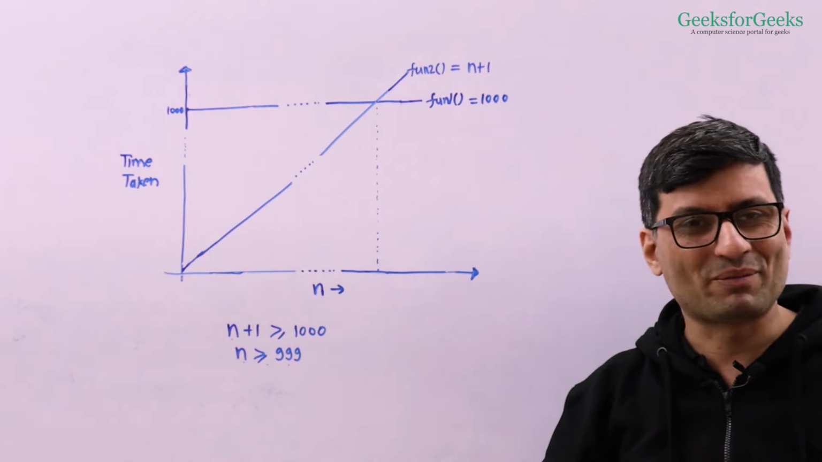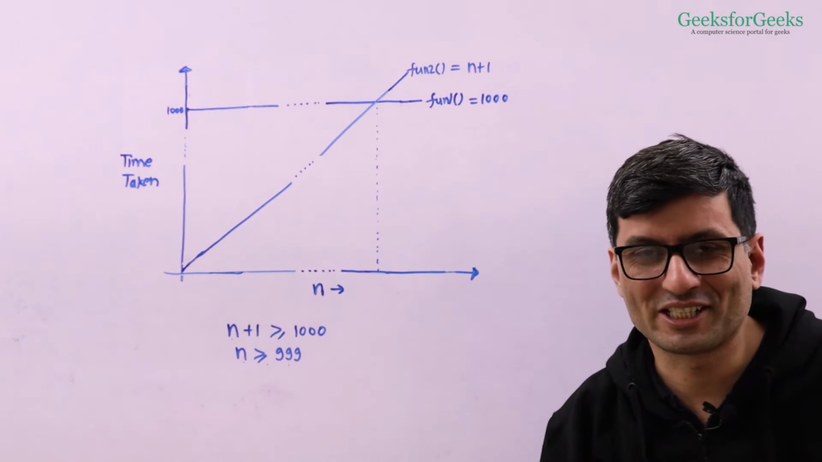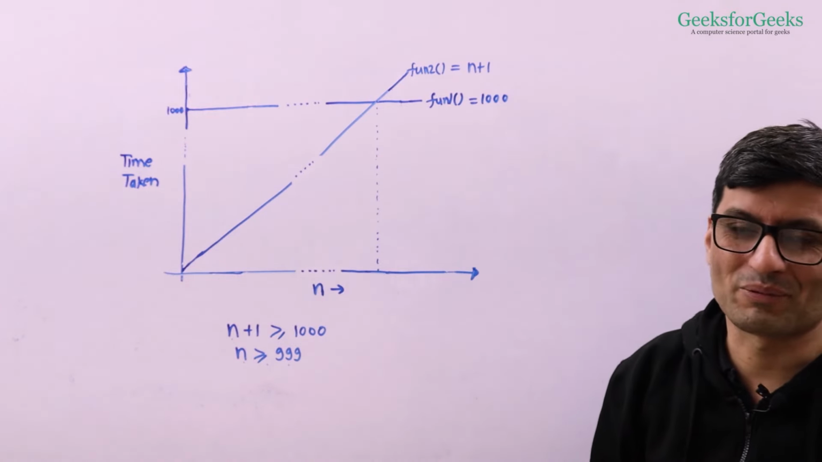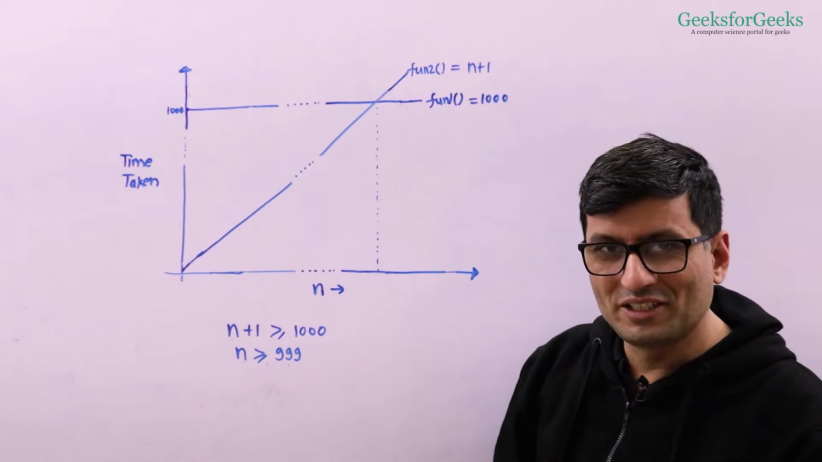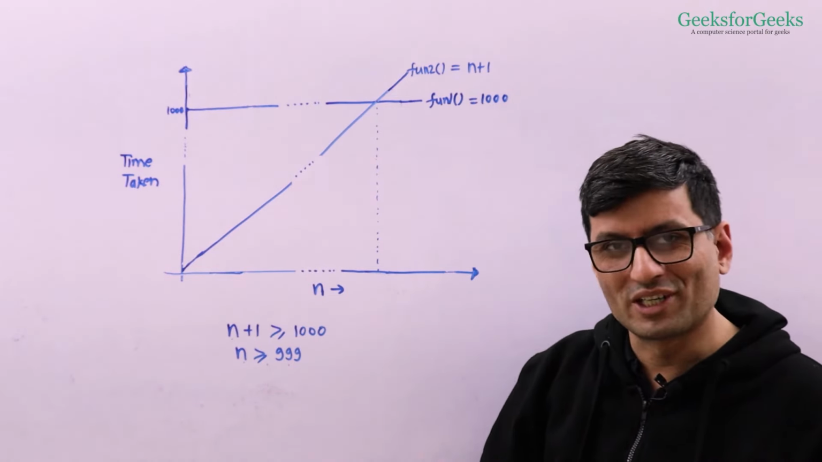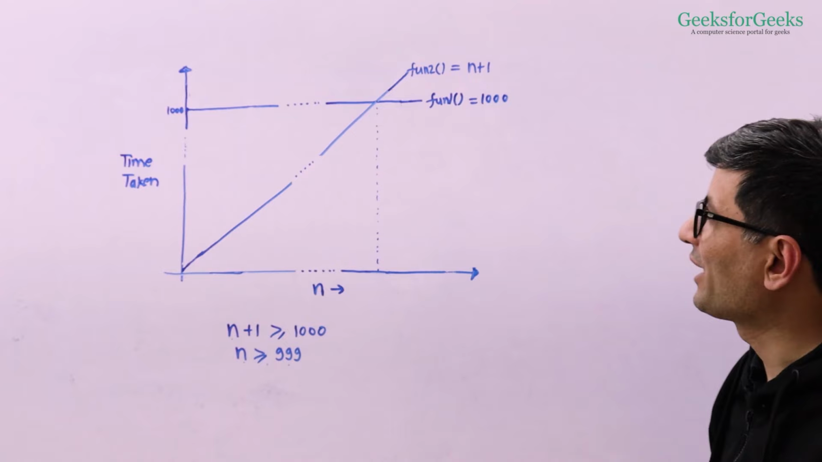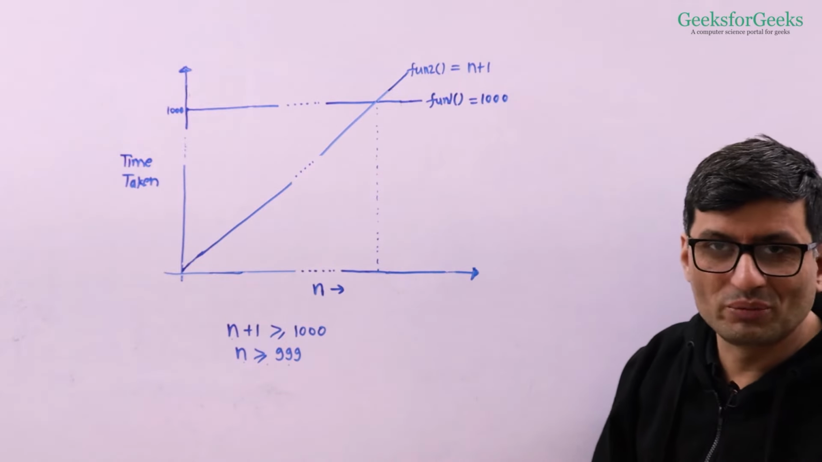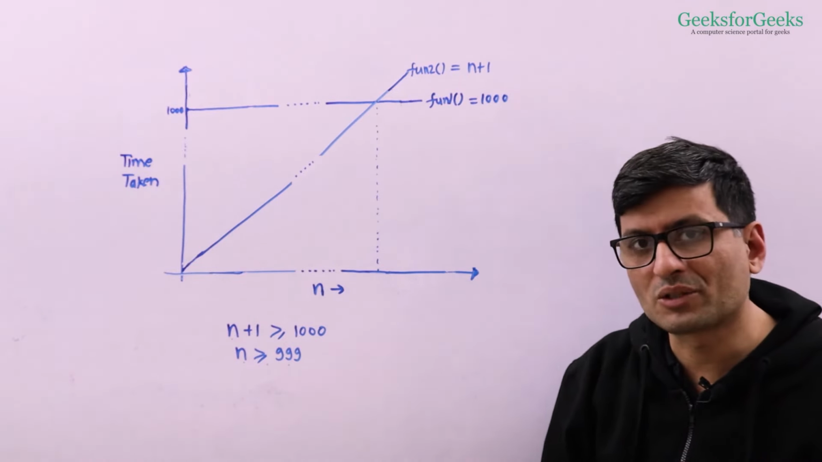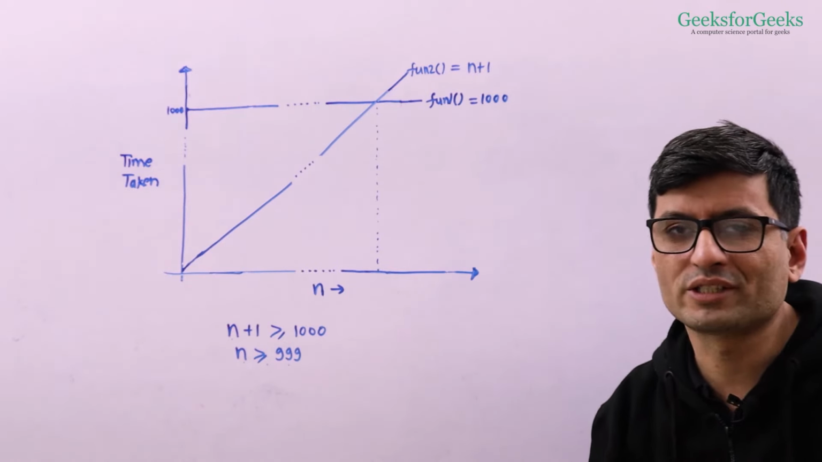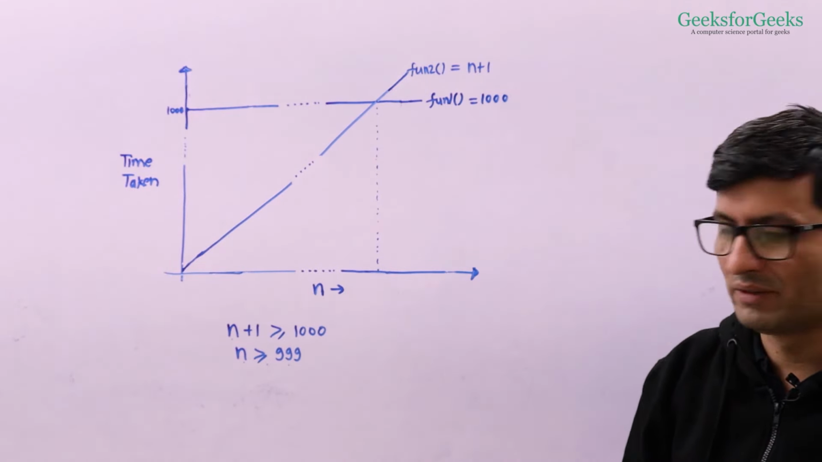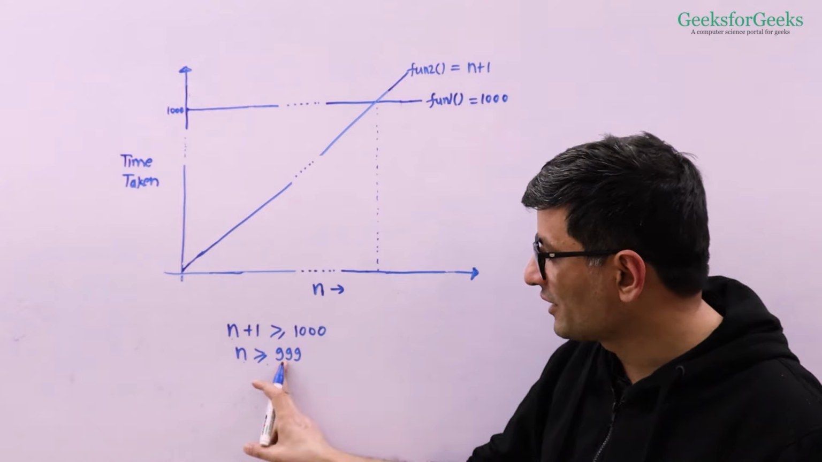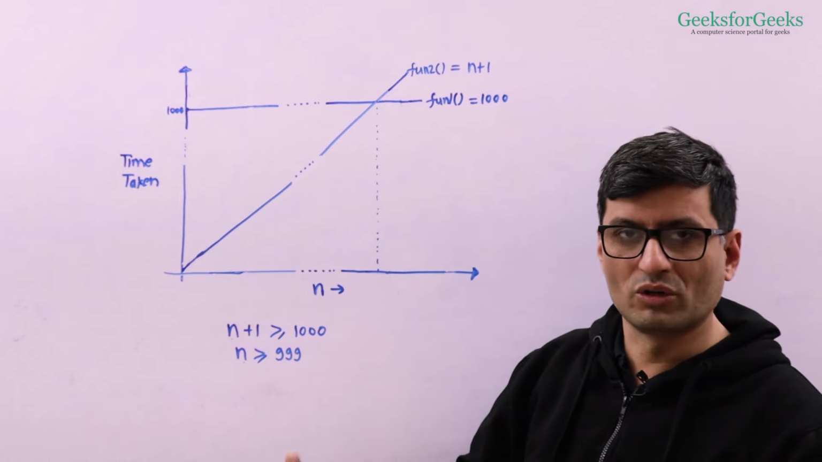Now your friend says that my program is taking less time. How do you prove that your program is faster? So the asymptotic analysis works here as well. There is going to be a value of n after which your friend's program is always going to take more time. It's just that the value of n is higher this time because you have a slower machine and your friend has a faster machine.